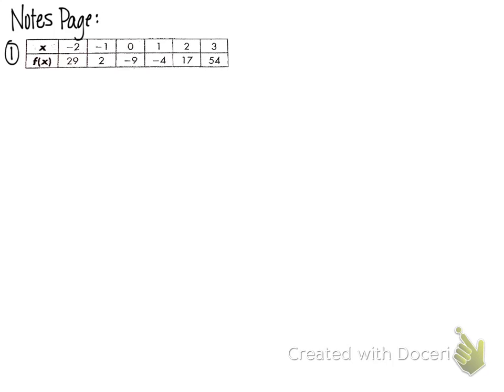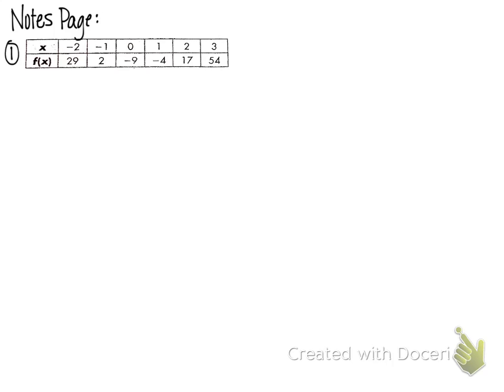So press window, and let's set our x min to something that's smaller than the smallest x. Our smallest x is -2, so let's set our x min to -3. We set our x max to something that's bigger than our biggest x. Our biggest x is 3, so let's set our x max to 4. And scroll down. We're going to set our y min now. Our smallest y value is -9, so let's make it -10. And our biggest y value is 54, so let's just make it 55. And press graph.